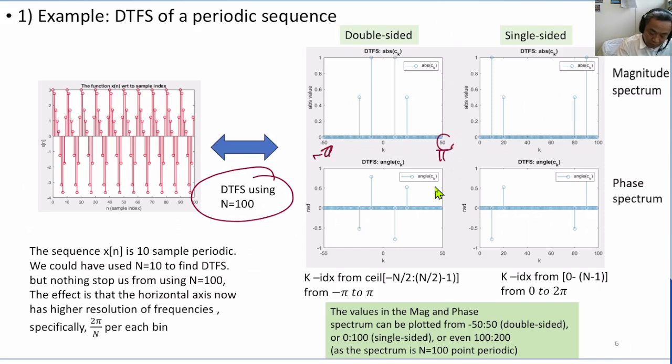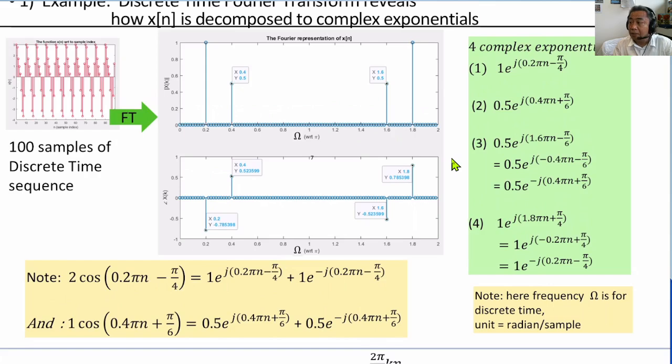Now, why minus 50 to 50? Because there are 100 points, and the interval, again, is 2 pi over 100 points. Alright, now let's zoom in. Let's zoom in on these 100 points using the single-sided spectra.